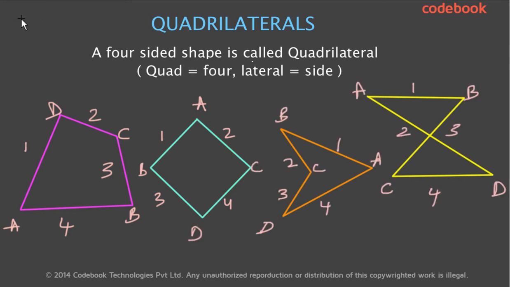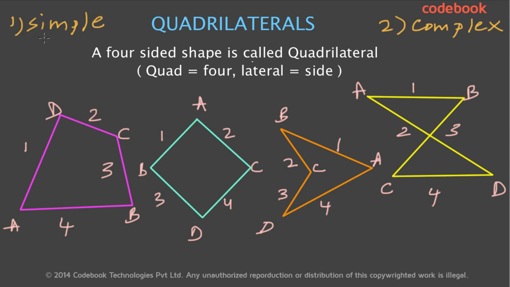Quadrilaterals are of two types, simple and complex. A simple quadrilateral is a quadrilateral in which the sides do not cross each other, whereas a complex quadrilateral is a quadrilateral in which the sides cross each other. For example, in this figure, if you see, AD and BC are crossing over each other. So this is a complex quadrilateral, whereas in all the other 3 figures, the sides do not cross each other, and these are simple quadrilaterals.